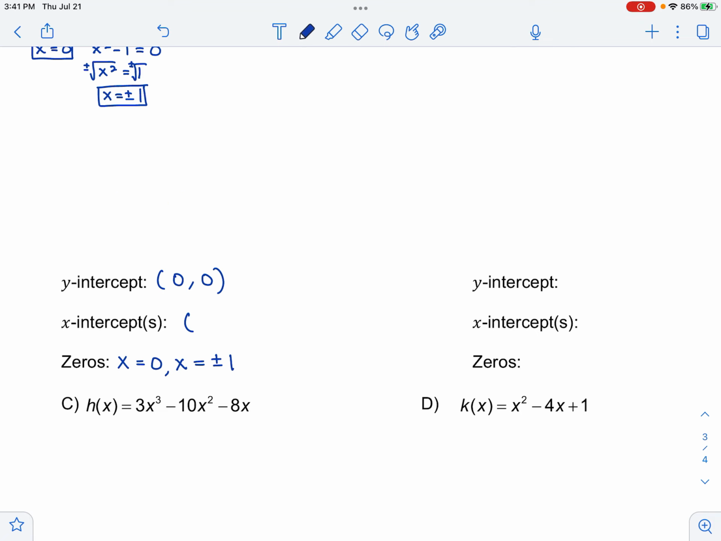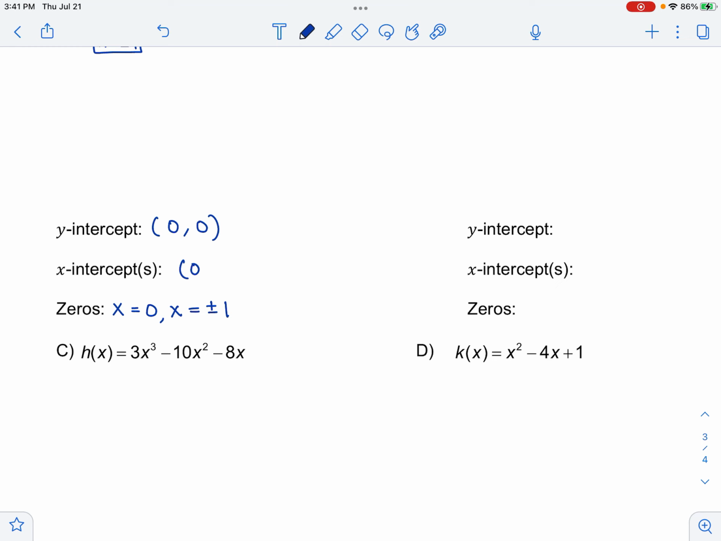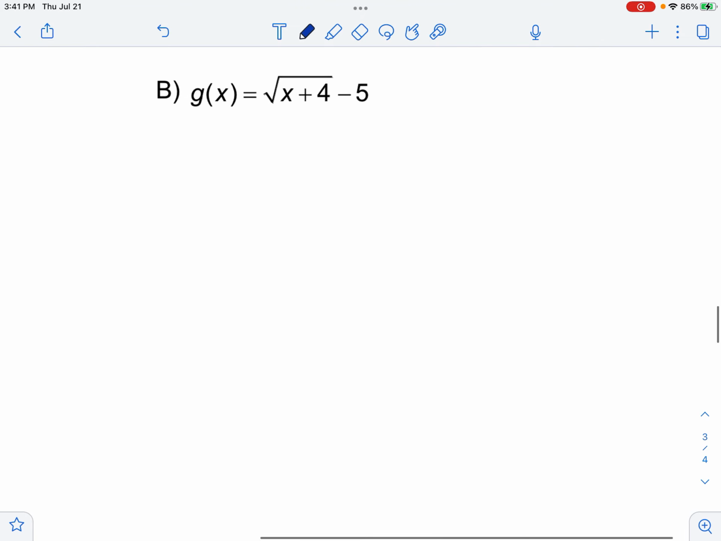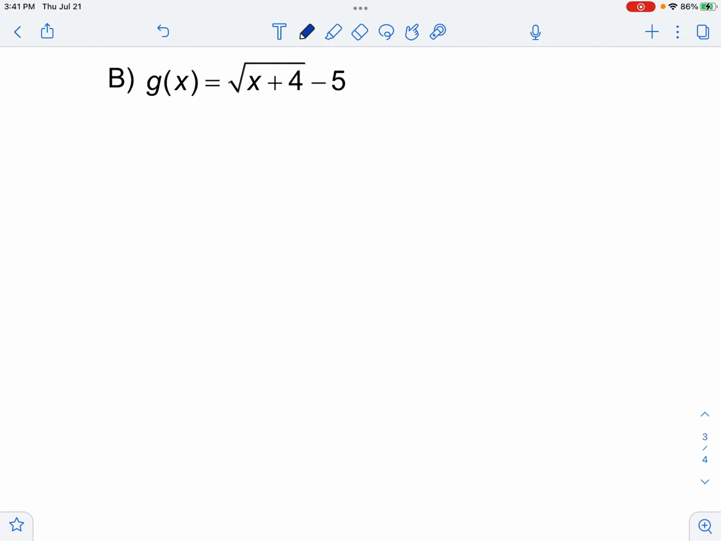All right, so let's write our x-intercepts. I got 0 for x when I plugged in 0 for y. I got 1 for x when I plugged in 0 for y, and I got negative 1. So you can write plus or minus 1 comma 0, or you can write 1, 0 and negative 1, 0. All right, let's move on to the next one here. We're going to do y-intercepts first. So plug in 0 for x, square root of 0 plus 4 minus 5.